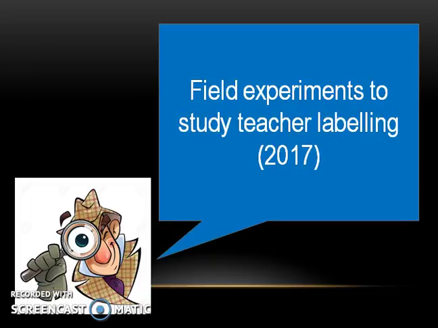Another example that I want to share with you is in 2017. This was asking for field experiments to study teacher labelling. Now the thing is with field experiments, or just experiments in general, they often involve isolating variables to show cause and effect. And to get into context, you should be questioning, can you isolate all the variables in an experiment of teacher labelling in a school, especially if you want to measure the effect of that labelling on school achievement?